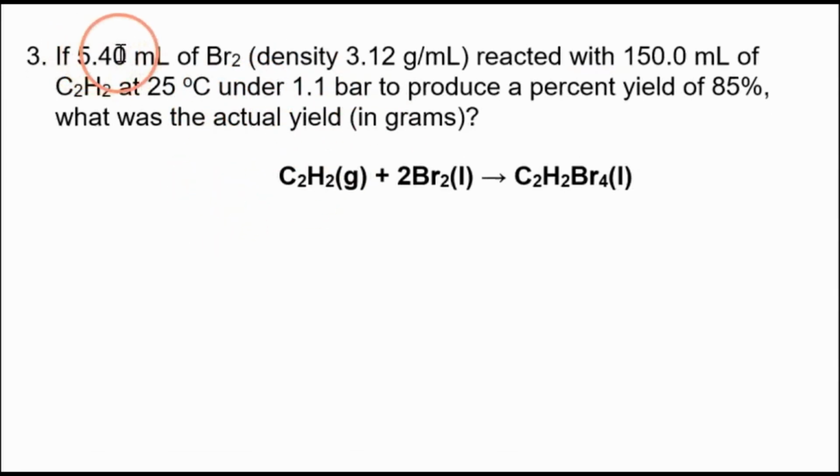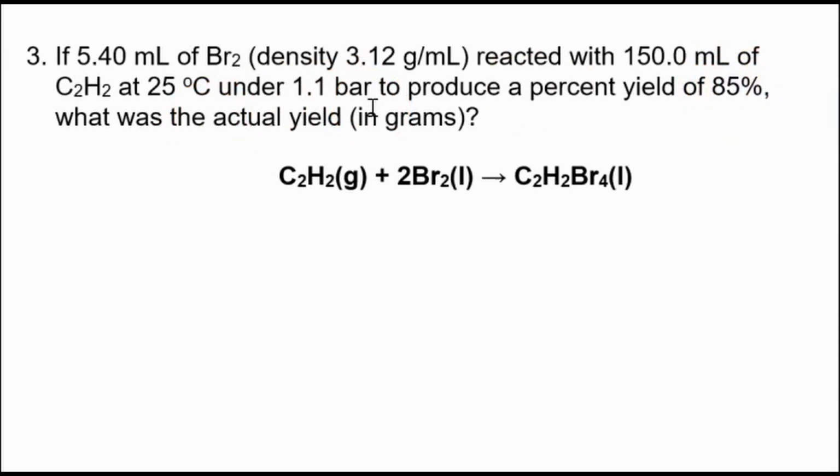If 5.40 milliliters of bromine, now we have a volume and a density, that's it, reacted with 150.0 mL of C2H2, so this would be ethyne, it's a gas right here, at 25 degrees Celsius under a pressure of 1.1 bar, that's the pressure, to produce a percent yield of 85%. What was the actual yield?